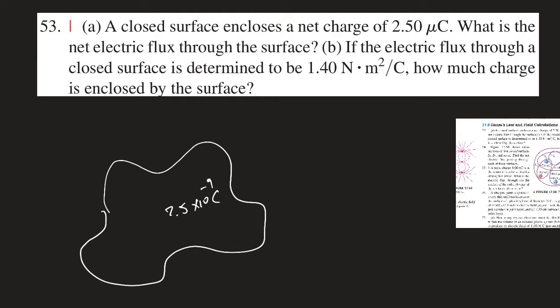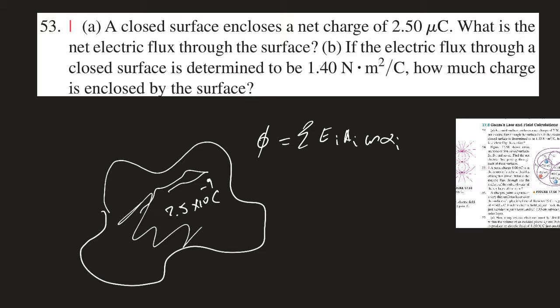It says, find the electrical flux. What is the electrical flux? The electrical flux is the sum of E sub i, A sub i, cosine of alpha sub i. You don't know where the charge is. You know that it's inside, but you don't know exactly where. But you know that inside the surface, inside the volume, there is a charge, and the magnitude of the charge is Q sub i.